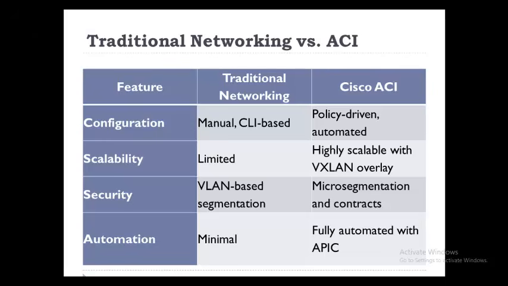Automation, if you see, is very little in a traditional network. We do very little automation, very little scripting. Whereas ACI is fully automated. There is no need for you to configure anything using the CLI of the APIC. The APIC can be accessed via CLI as well as web-based, but you don't need to use the CLI.